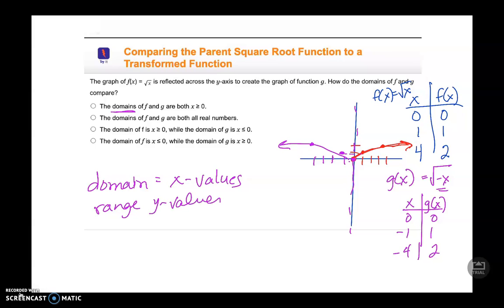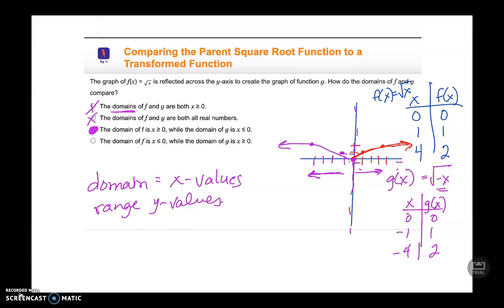Now this one is just asking for the domains. So let's look at this. Are the domains of f and g the same? Are the x values the same in these two graphs? No, they're not. One is positives and one is negatives. The domains of f and g are both real numbers. Well, in this case, again, one is only positive and one is only negative. So that's not right. The domain of f is x is greater than or equal to 0. So f is this function. Are our x values positive, greater than or equal to 0? Yes, that checks out. And the domain of g is less than or equal to 0. Are these numbers less than or equal to 0? Yes, that checks out. So this one is correct.